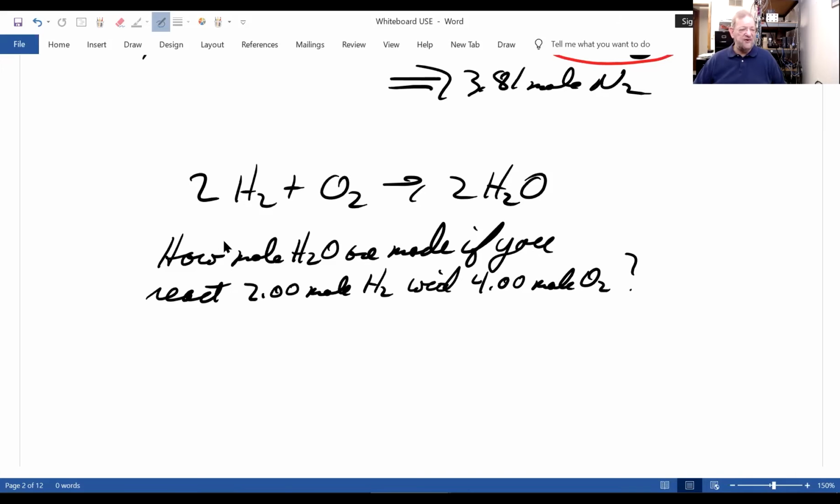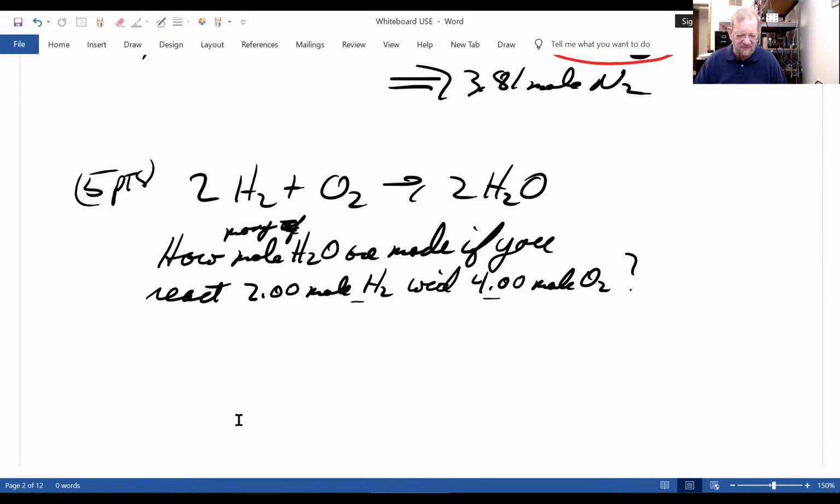And it's time for you to try one too. How many moles, oops, how many moles of, that sort of fell off. Oh no, I got hit by the dreaded many of removal virus. How many moles of, how many moles of water are made if you react 2.00 moles of hydrogen with 4.00 moles of oxygen?